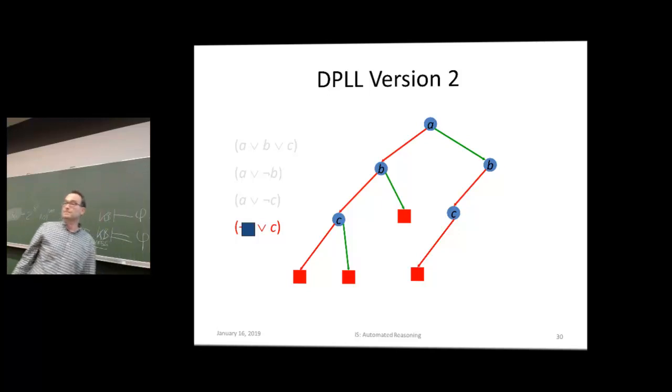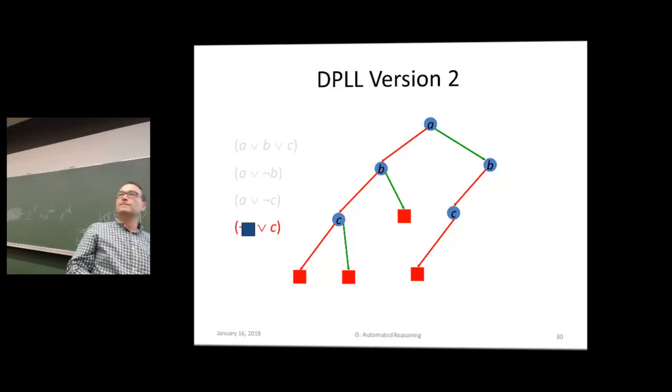Yeah? How do you then know that B is false? It's not true. It doesn't matter. If we would have taken B to be true, it would have been the same solution. But it's just the algorithm that starts always with a negative assignment. Yeah?